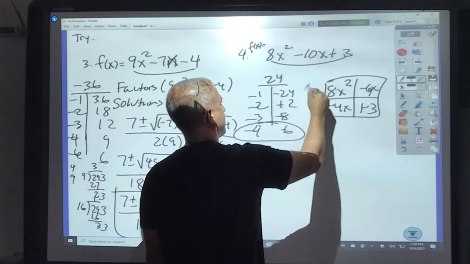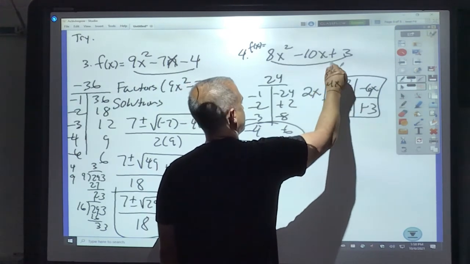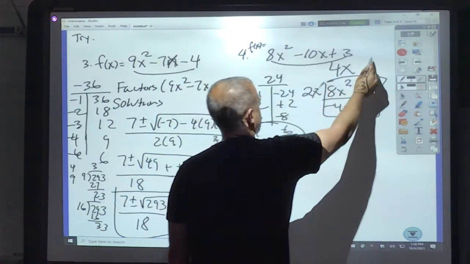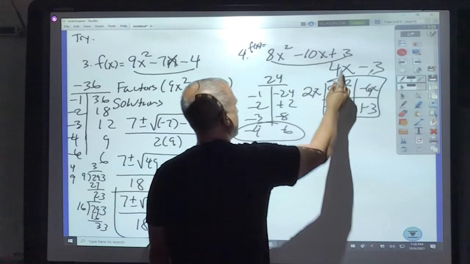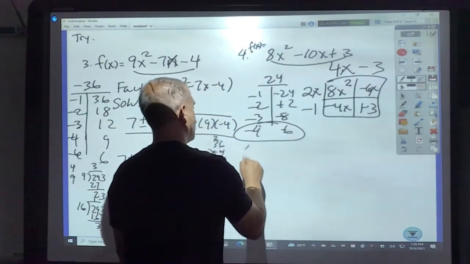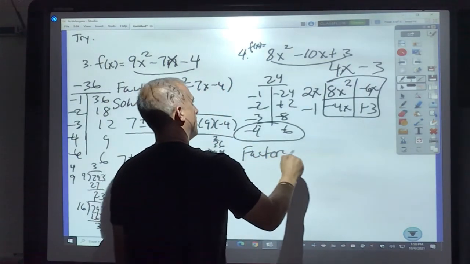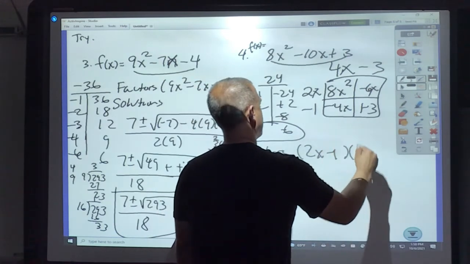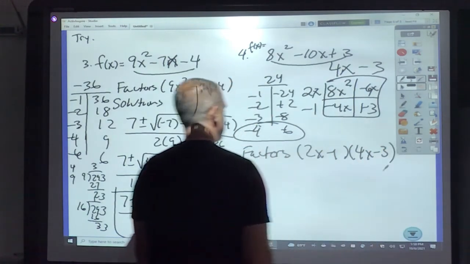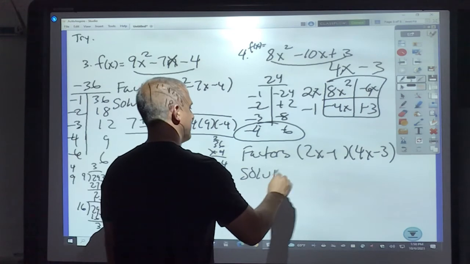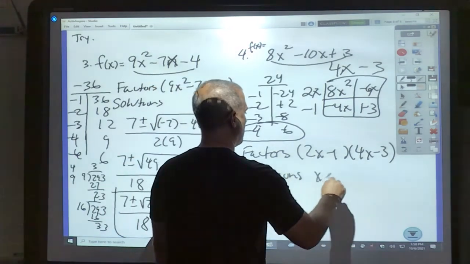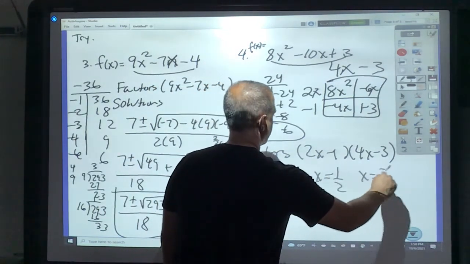All right, GCF out of this would be 2x. 2x times this would have to be 4x. 2x times this to give me that would give me negative 3. 4x times this would be negative 1. So my factors there are 2x minus 1, 4x minus 3. And my solutions, very easy from this, are going to be x equals 1/2, x equals 3/4.